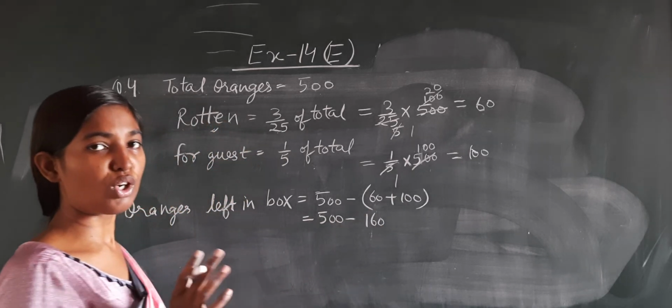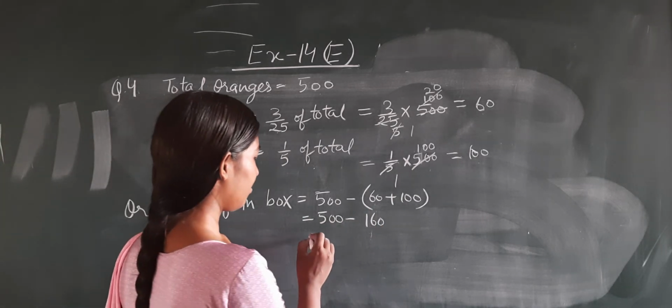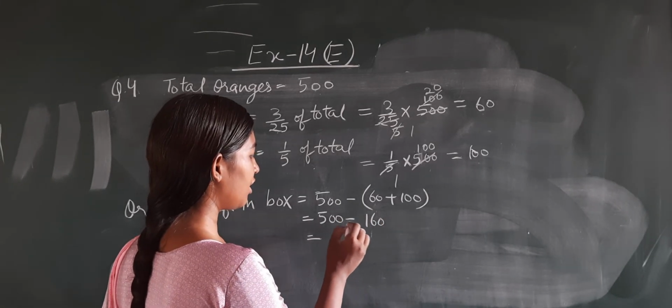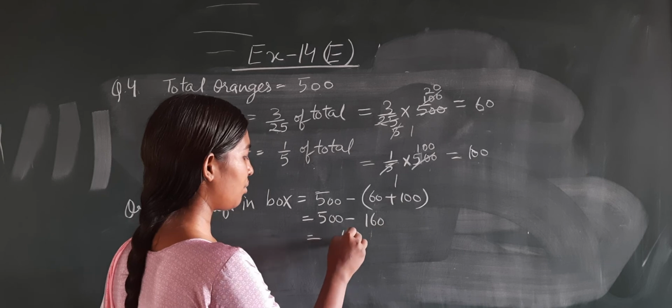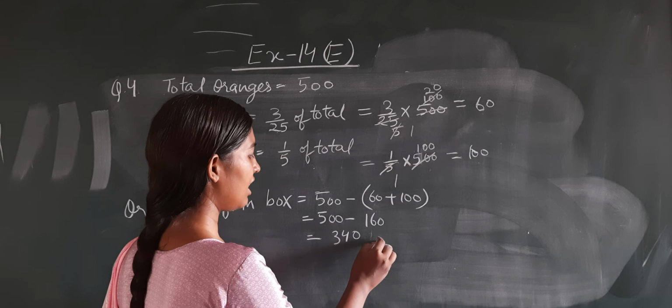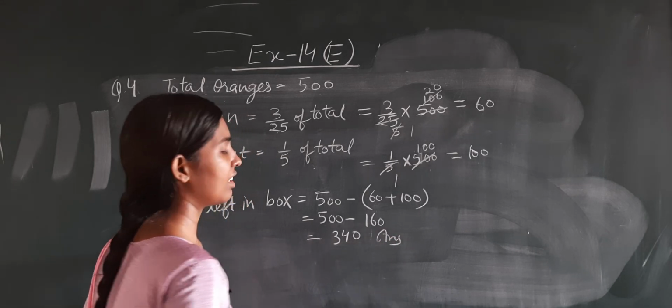When the bracket is solved, we will open the bracket. Now subtracting: 0 minus 0 will be 0, 10 minus 6 will be 4, 4 minus 1 will be 3. So 340 oranges are left. This is your answer. Note down.